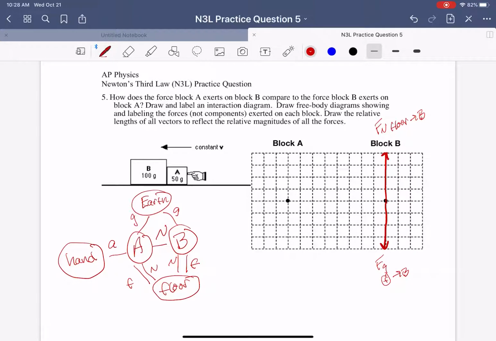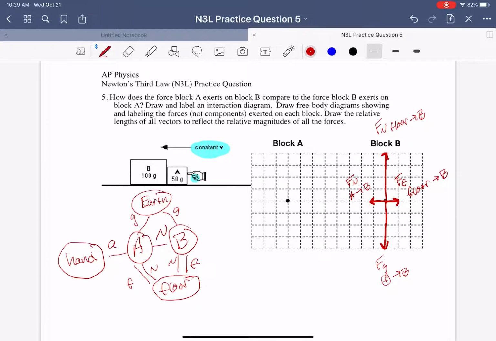Horizontally, since A is to the right of block B, I know block A is pushing to the left. So I'm going to call this my normal force of A on B. And it's moving at a constant velocity, so I know my friction force has to be the same size. So I have my 4 forces on block B, and they're balanced because it's moving at a constant velocity.